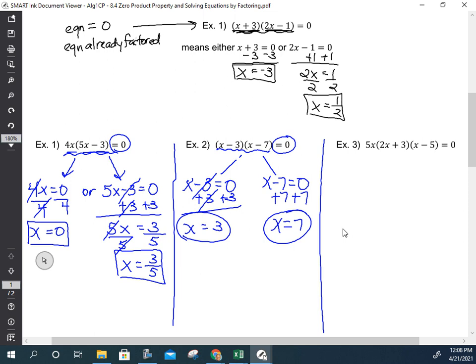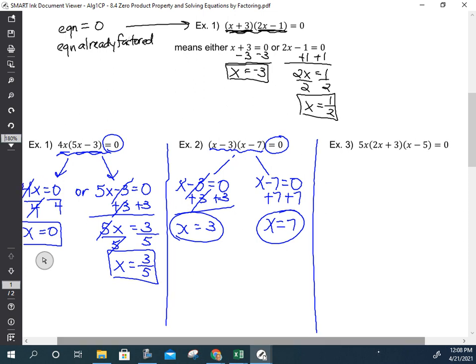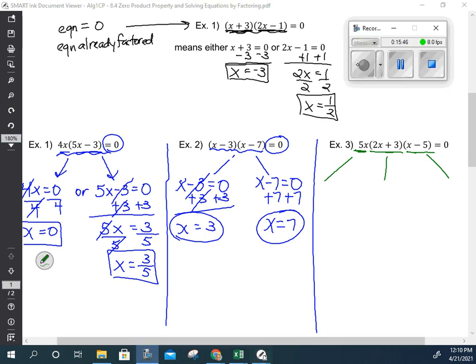We'll start example 3 together. You'll finish it. So is it equal to 0? Is it already factored? How many parts do you see? 3. Okay. So you have 3 parts. That just means you're gonna have 3 equations, and that means you're gonna have 3 answers. So take the next minute.